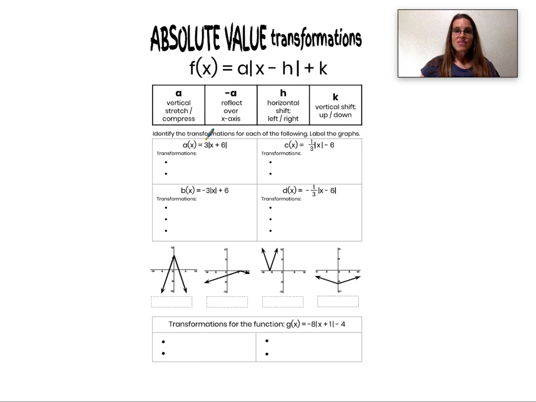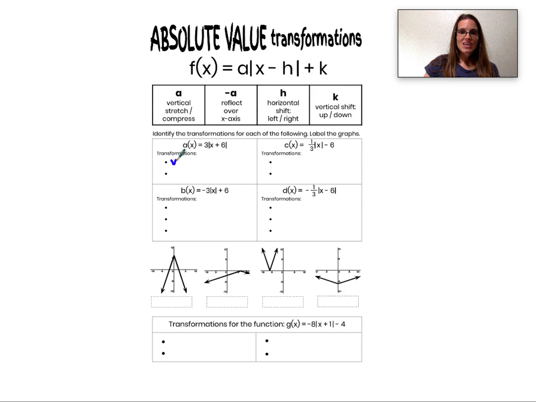That means we can identify the transformations from each of the function rules below. A of x has two transformations. A of x equals 3 times the absolute value of x plus 6. First transformation is this 3. That's the a value outside of the absolute value bars and is either a stretch or a compress. Which one is it?